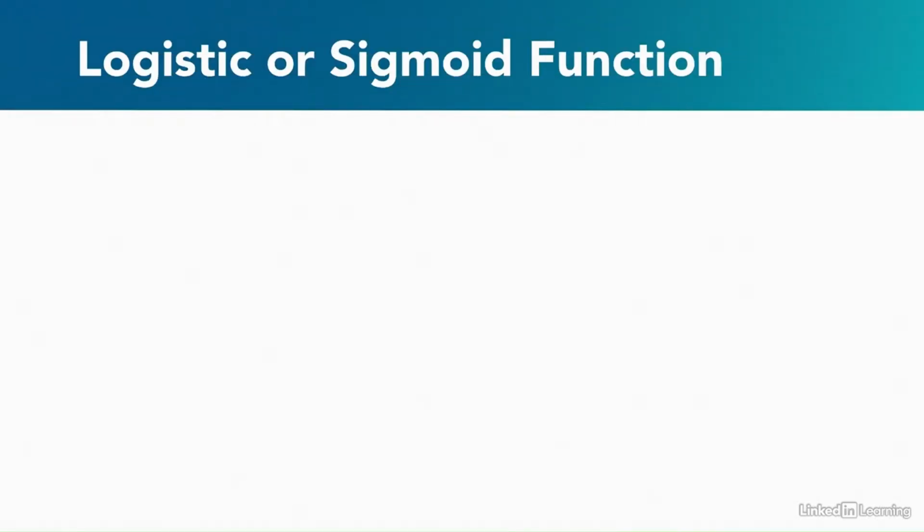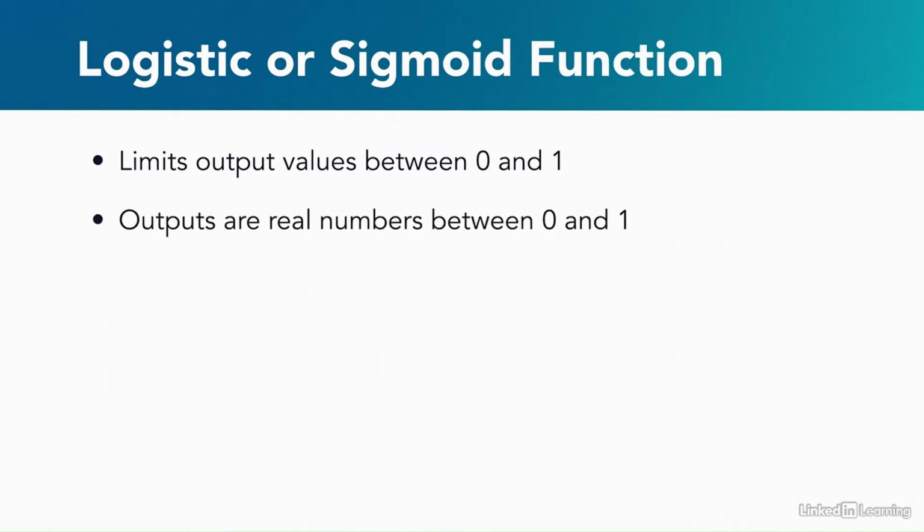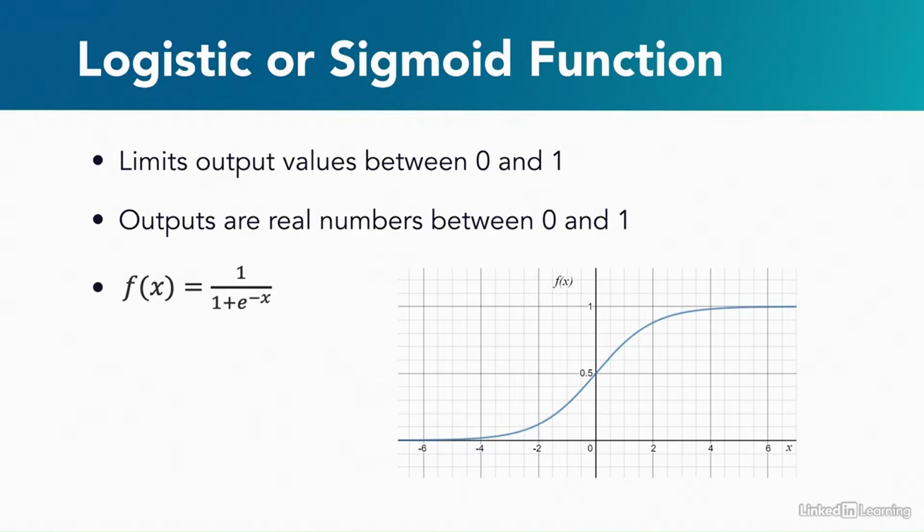Next, we have the logistic or sigmoid function. This is the one we'll use in our neuron. This one also limits the output values between 0 and 1. However, output values are real numbers between 0 and 1. Here's the expression for the sigmoid function. As you can see in the plot, this function has a smooth change in the boundary. And it turns out that its derivative is a very simple function which we will need for the learning part. This is definitely a keeper.